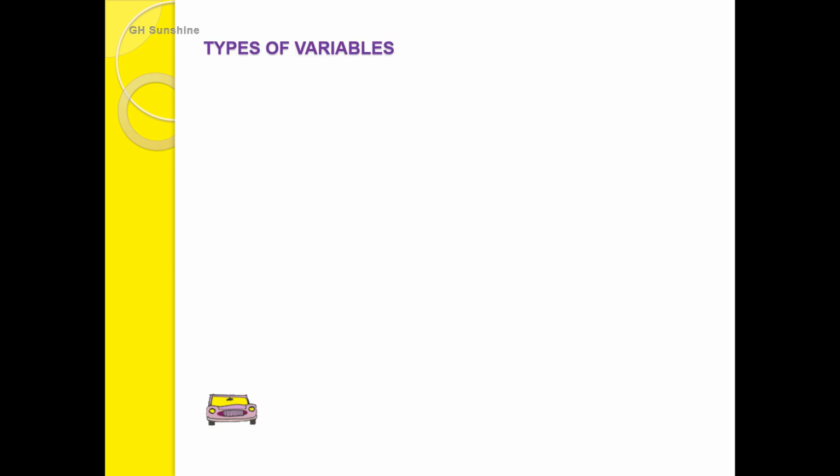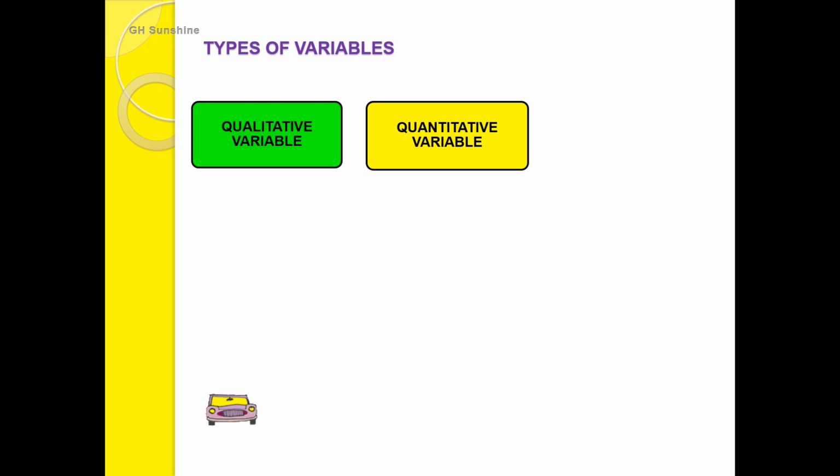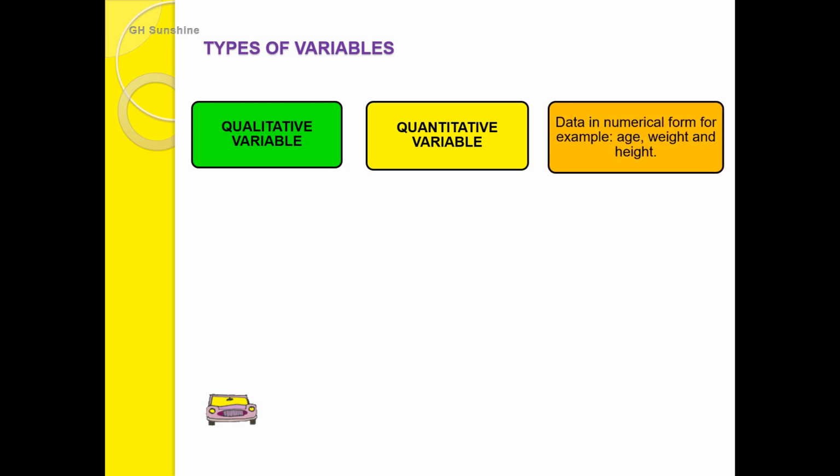Okay, so before we proceed to types of variable, recall what a variable is. Variable is any characteristic that can be measured from an element. So you must remember the exact meaning of the variable. Next, focus on types of variable. First, qualitative variable. Second is quantitative variable. So quantitative variable means data in numerical form. Numerical form means in number.